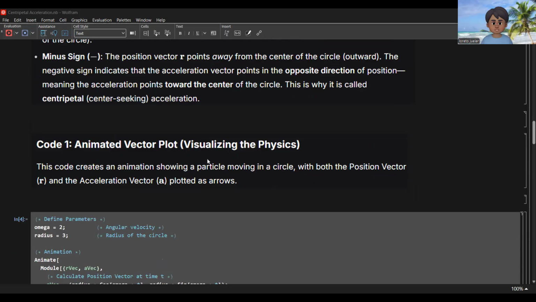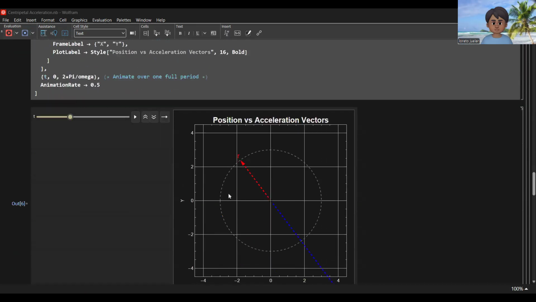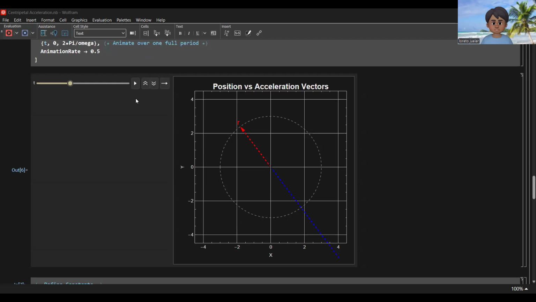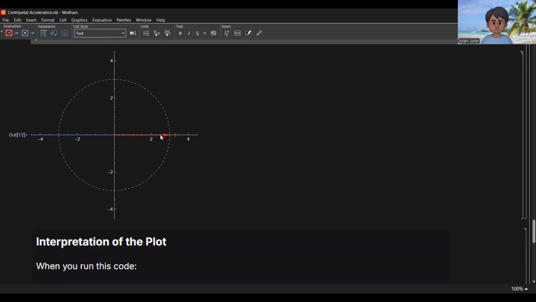The animated vector plot, visualizing the physics. This code creates an animation showing a particle moving in a circle with both the position vector r and the acceleration vector a plotted as arrows. The direction of r is away from the center, but the direction of the acceleration is towards the center.